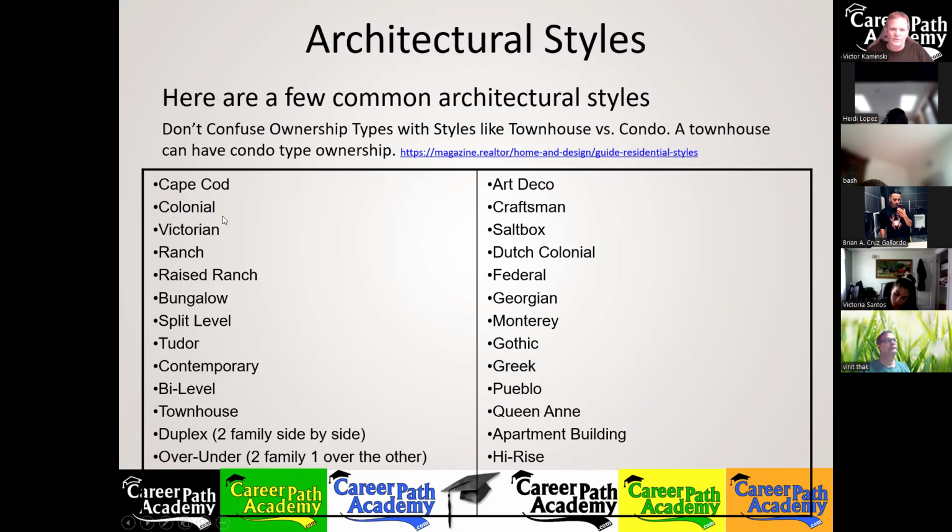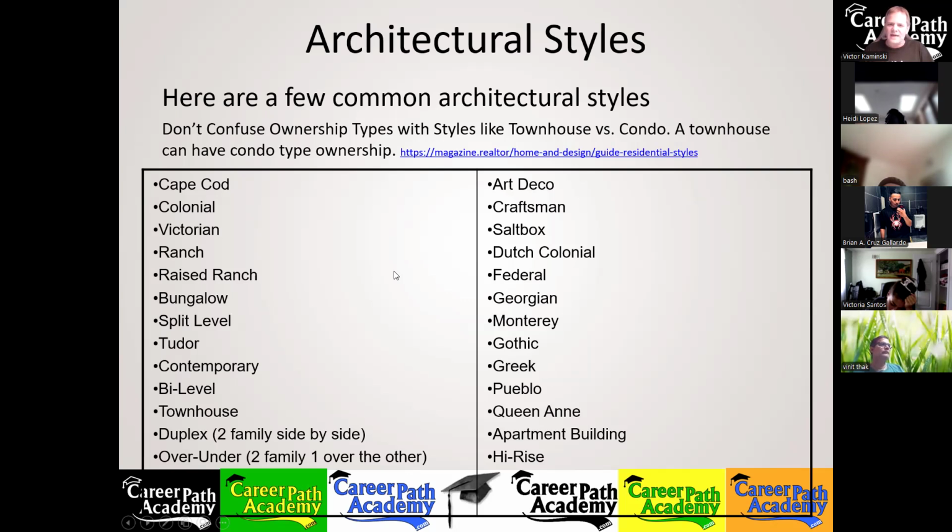Cape Cod, colonials, Victorians, ranch, raised ranch, bungalows, split level, Tudors, contemporary, bi-level, townhouses, duplexes, which is the 2-family side by side that you were talking about, Brian. Then you have 2-family over and under, where one unit's above another. They call that an over-under. We have Art Deco, Craftsman, Saltbox, Dutch Colonial, Federal, Georgian, Monterey, Gothic, Greek, Pueblo, Queen Anne, apartment buildings, and high rises. These are the common architectural styles that we see here in New Jersey.